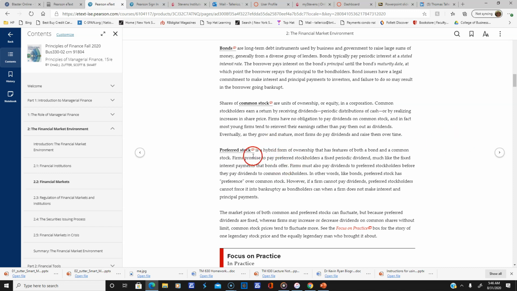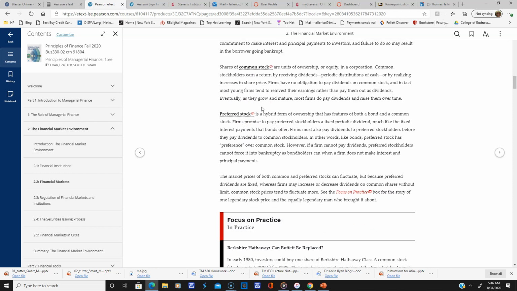It's worth reading up on these. Firms promise to pay preferred stockholders a fixed periodic dividend, much like the fixed interest payment that bonds offer. Firms must also pay dividends to preferred stockholders before they pay dividends to common stockholders. So there's a preference over common stock. By the way, the order of preference, if a company's in trouble: bonds are on top, and any money owed on loans that the company has gets paid next, then the preferred stockholders, then the common stockholders. So common stock is low on the totem pole, and they bear all the risk.